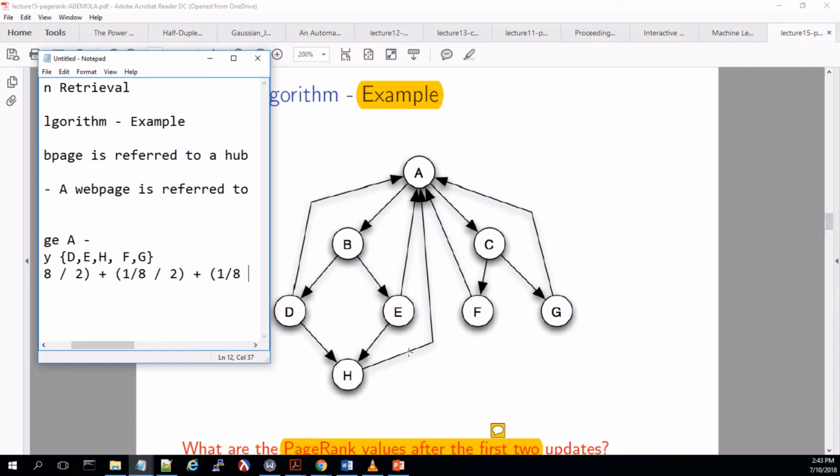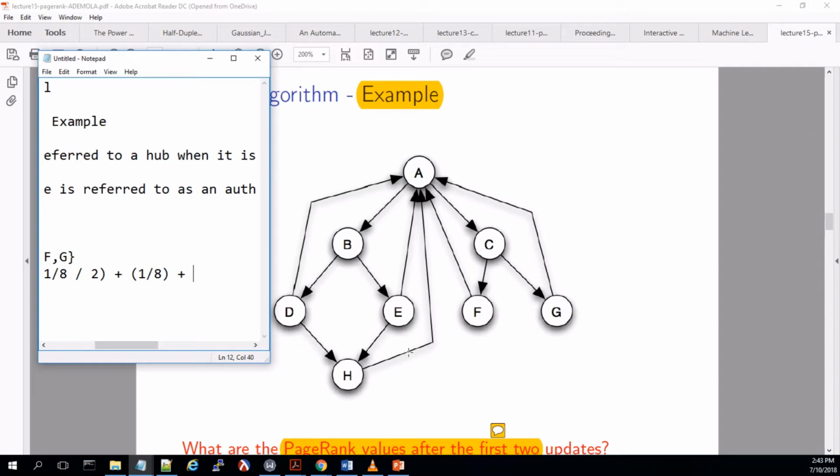So that's just 1/8. So plus F. What's the rank of F? That is 1/8 divided by, what is the out degree of F? You see that F is pointing to just one page, that is 1. So that's just 1, plus the rank of G. What's the rank of G? 1/8 divided by, what is the out degree of G? You see that G just has one arrow pointing out. So that is 1.